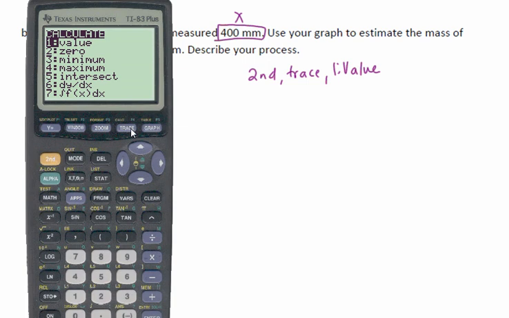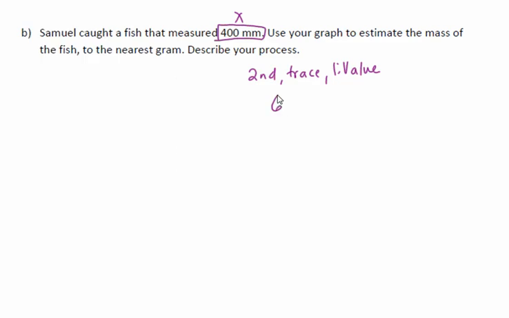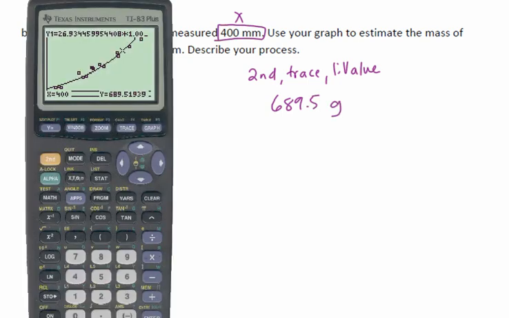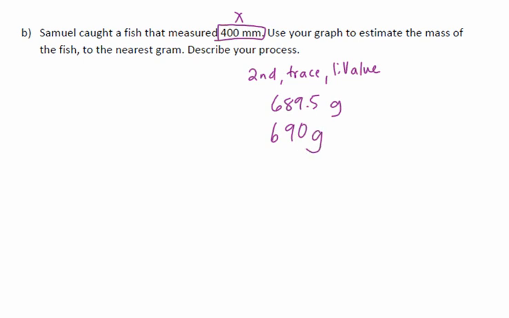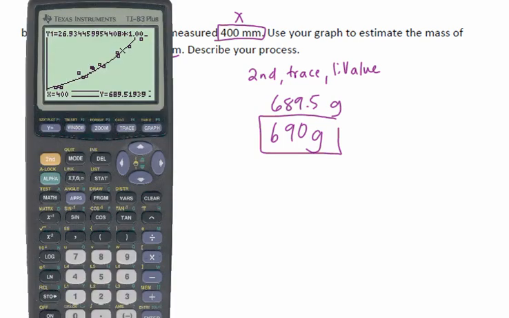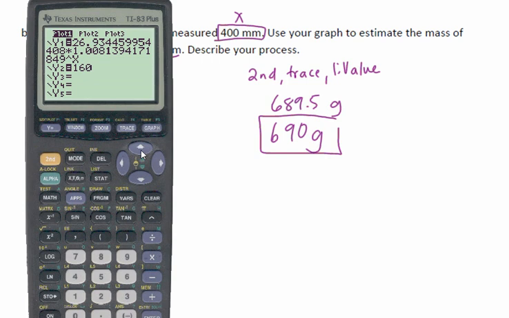Oh, okay. Second trace 1, and if it gives you an error, you need to zoom out. So what would be the mass? 689.5. And it says to the nearest gram, so we would have just said 690 grams. Okay. If you can't see the graph, you have to make sure your plot's on up here.